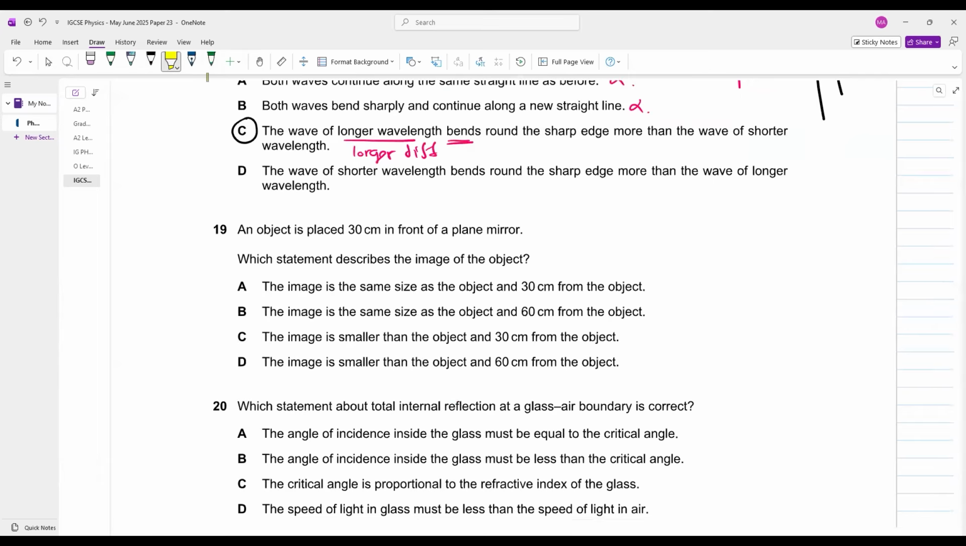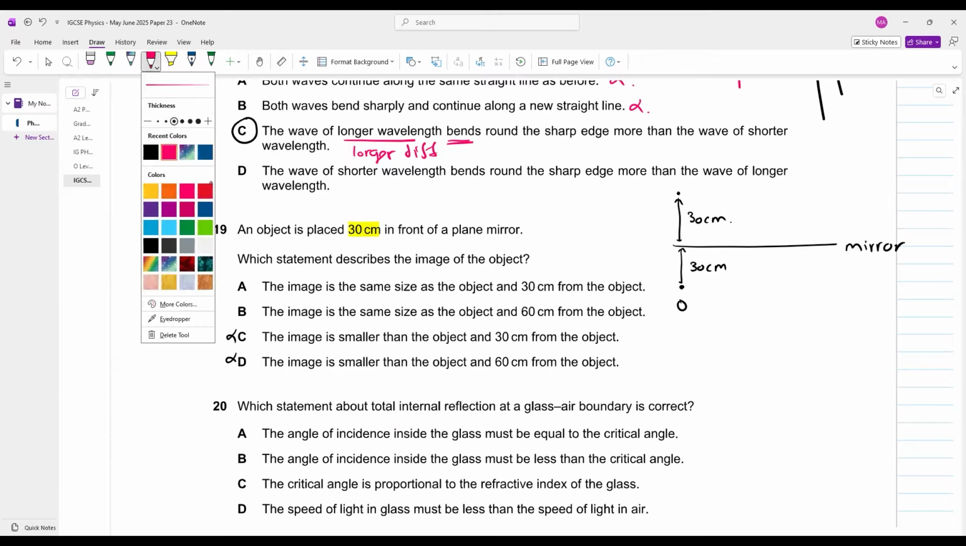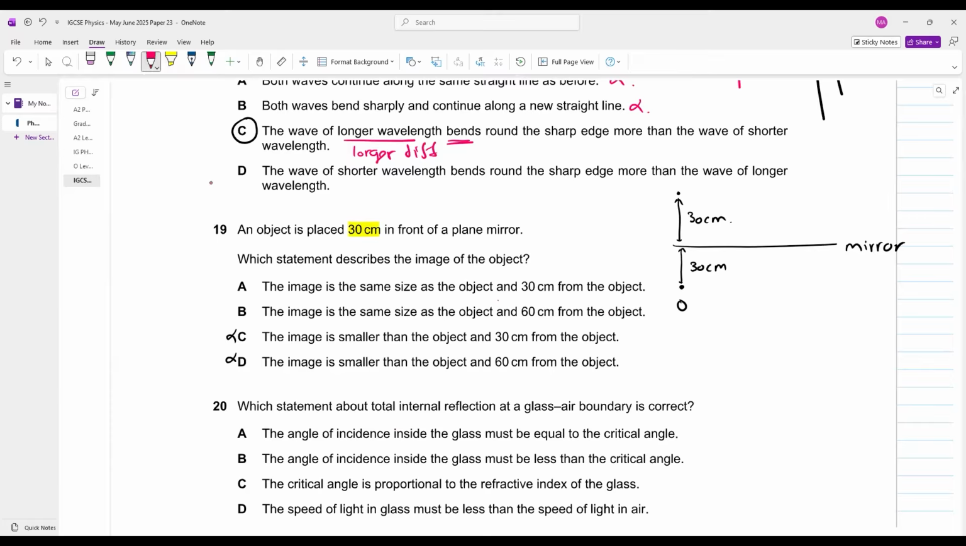Okay. An object is placed 30 centimeter in front of a plane mirror. Okay, so let's say this is your mirror. This is your object that is 30 centimeter from the mirror. What will happen? The image will be 30 centimeter from the mirror. Okay, so let's see any options like that. The image is the same size. Yeah, that's correct. Image same size की होगी वो तो correct है. C और D options cancel out हो जाएंगे. Secondly, and 30 centimeter from the object.